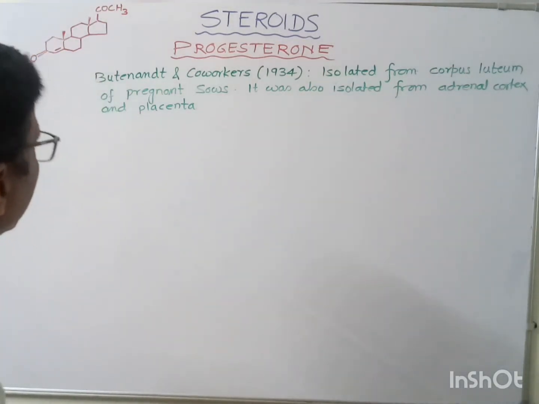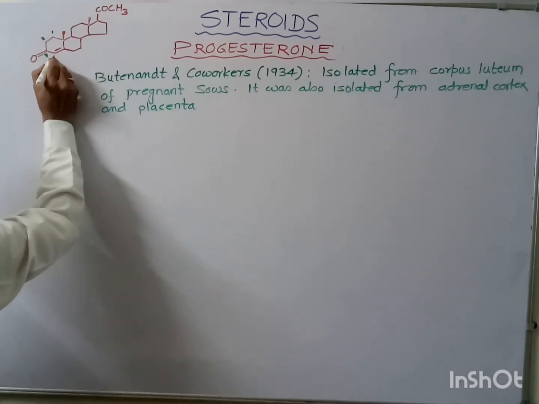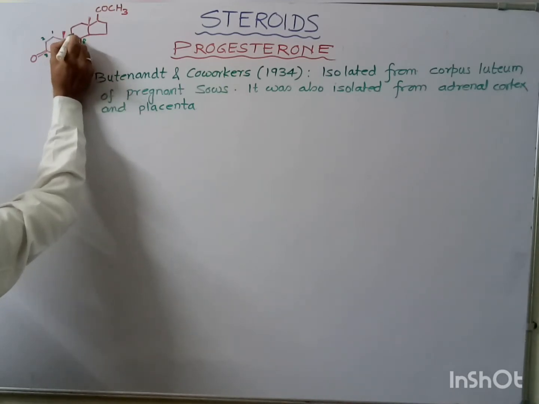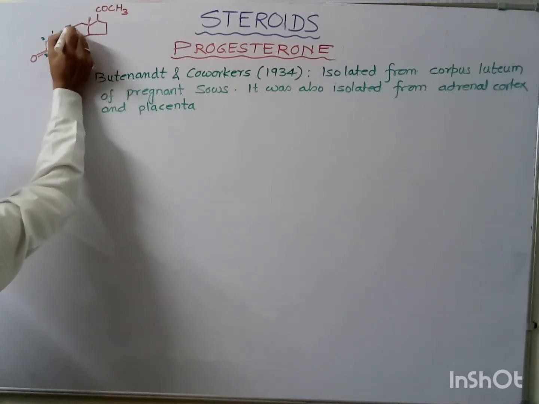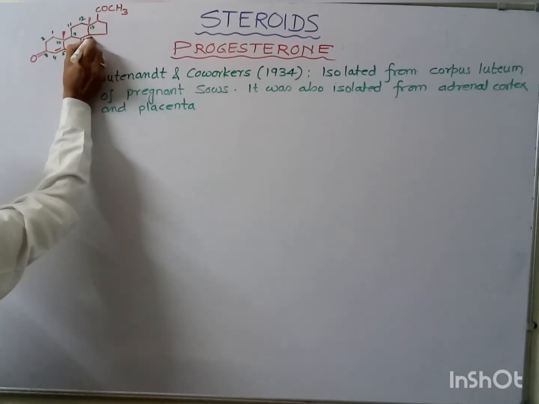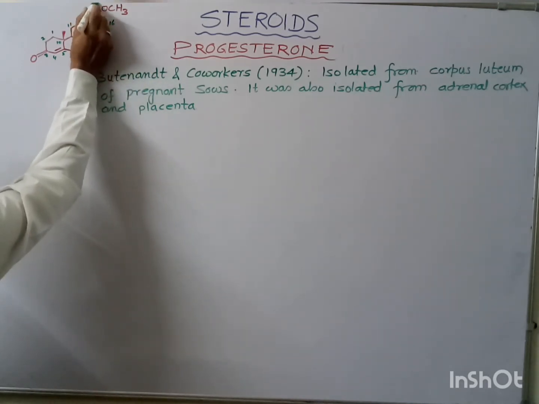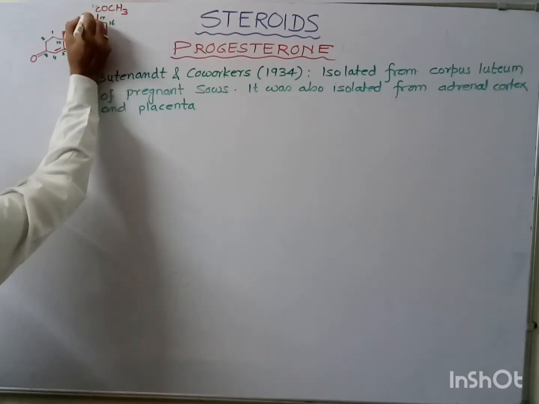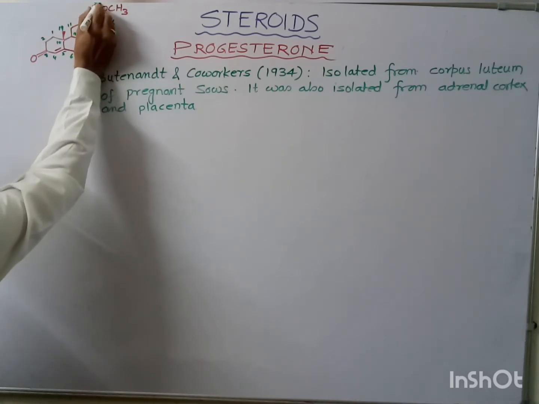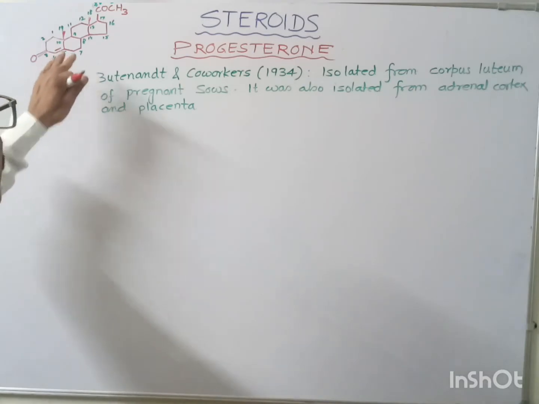Okay, so if I number it, then it is 1, 2, 3, 4, 5, 6, 7. This is the 8th carbon and 9th carbon. This is the 10th one. 11, 12, this is 13, this is 14, 15, 16, 17, then this angular methyl group 18, this is 19, this is 20, and this is 21. So overall, if you see, it has 21 carbon atoms.